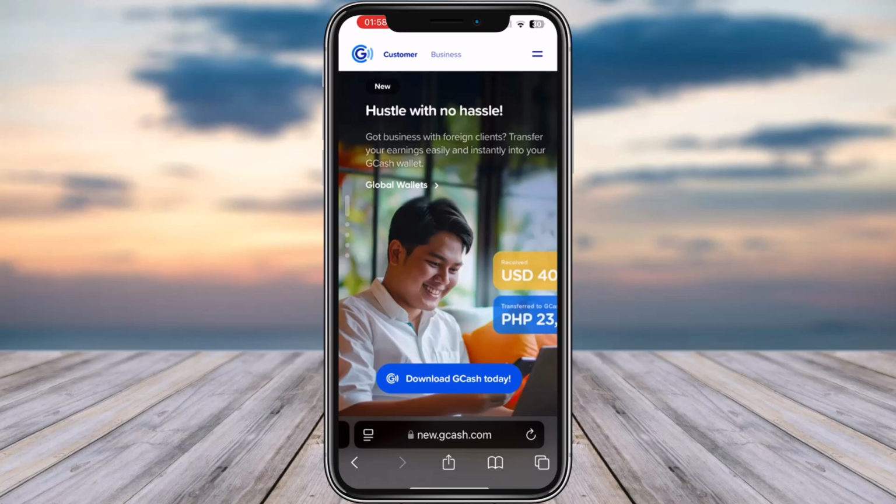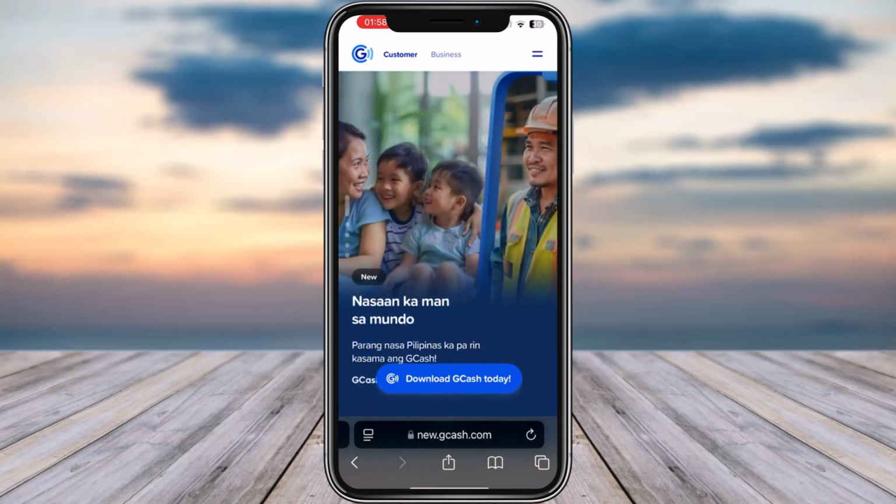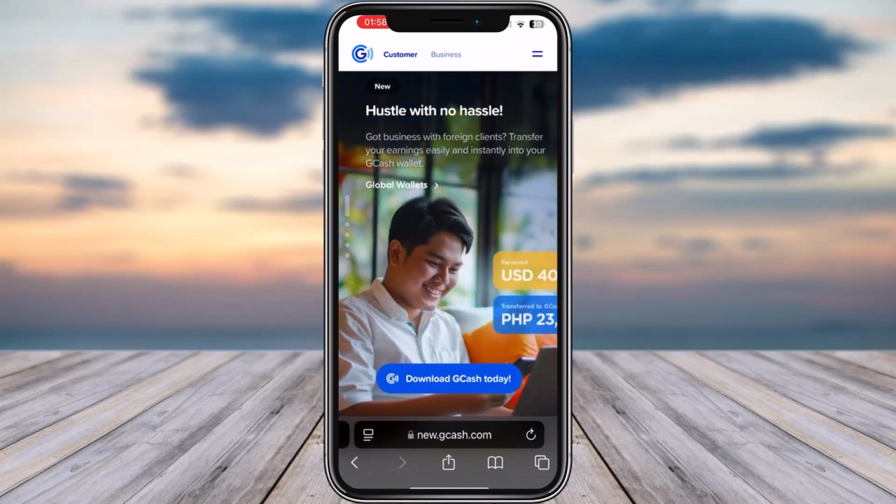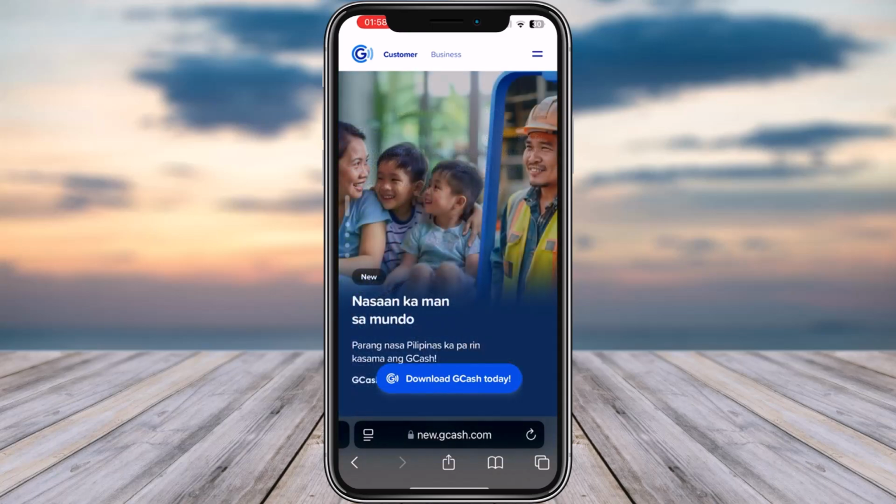Make sure you have enough funds in your GCash wallet as well. Otherwise, wait a few hours if your biller is experiencing system downtime or maintenance. Then you're good to go. But if you're still having trouble, then you can ask for help from GCash customer service by contacting them right away.